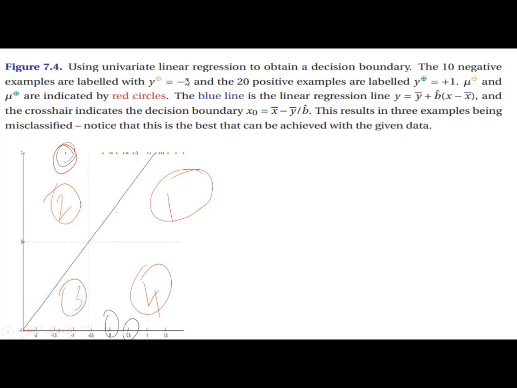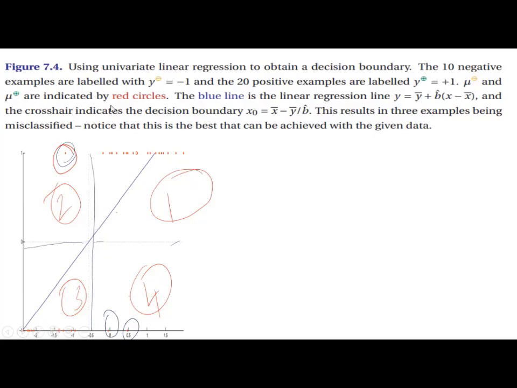Now, using univariate linear regression to obtain a decision boundary, this is the separation. The 10 negative examples are labeled with y negative as minus 1. You see, these are all labeled here. And the 20 positive examples are labeled y positive with plus 1. This is plus 1, this is minus 1.